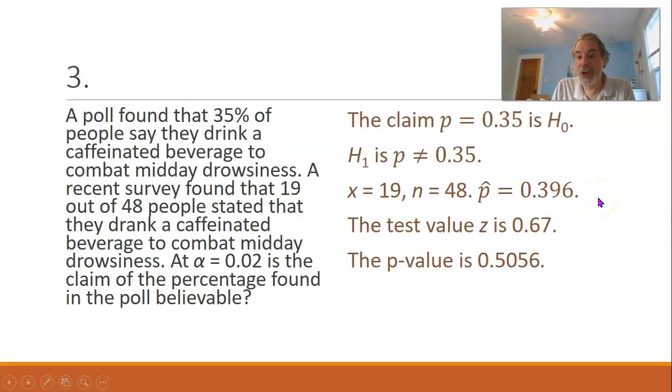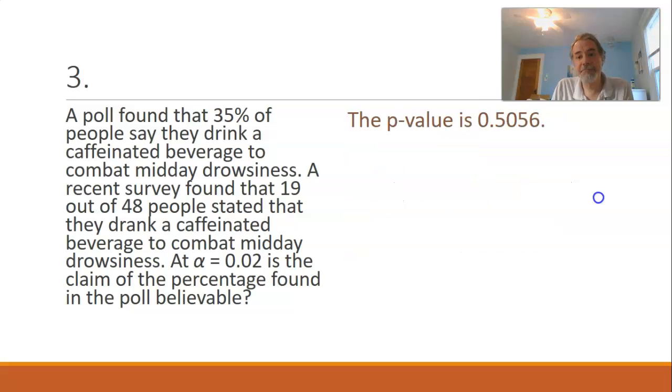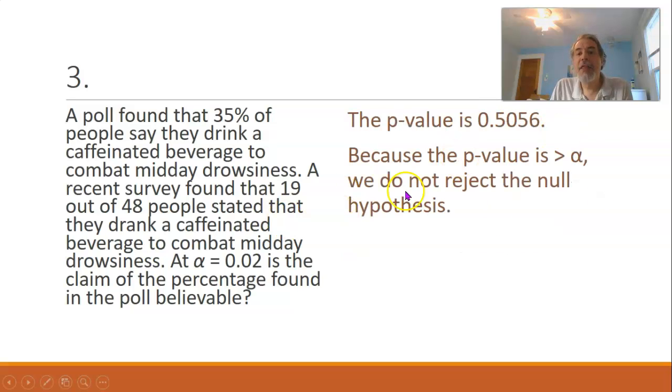And the P value turns out to be 0.5056. And that is greater than 0.02. We got a pretty big p-value. It was certainly greater than the level of significance, so we do not reject the null hypothesis in step 4.